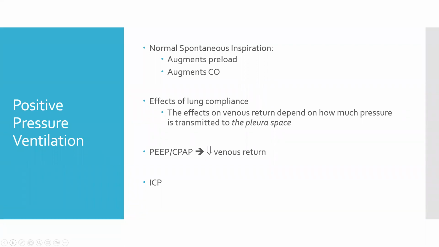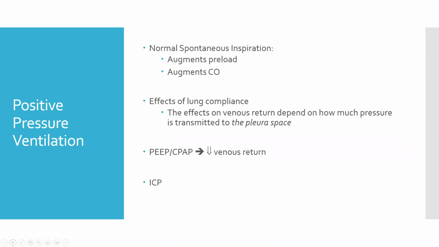Effects of lung compliance. The effects on venous return depend on how much pressure is transmitted to the pleural space. So stiff lungs, simply put, don't transmit a lot of pressure to the pleural space. Floppy lungs, like you might have with a patient who has severe emphysema, where they've lost a lot of elastance, are the opposite. A lot of it is transmitted.